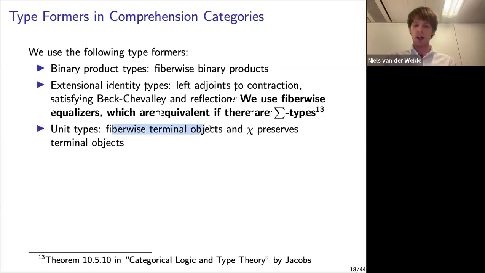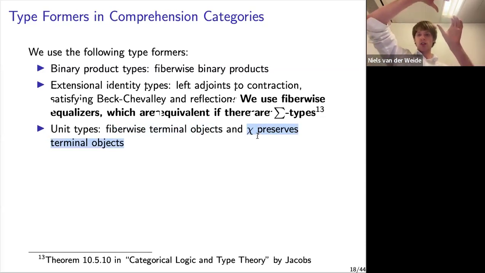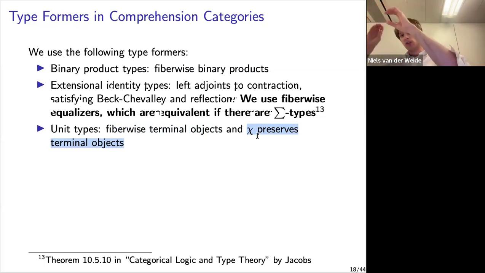There I require fiber-wise terminal objects and that the comprehension functor preserves terminal objects. We need this requirement to connect terms, or to connect functions in D, to actual terms being sections of the projections. So if we assume fullness and this preserves terminal objects, then we can basically have only one obvious notion of term. So that's what we require for unit types.